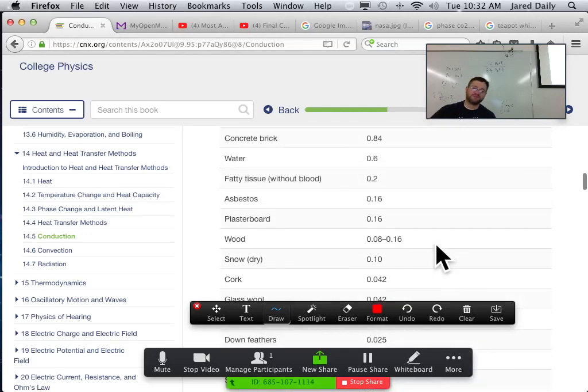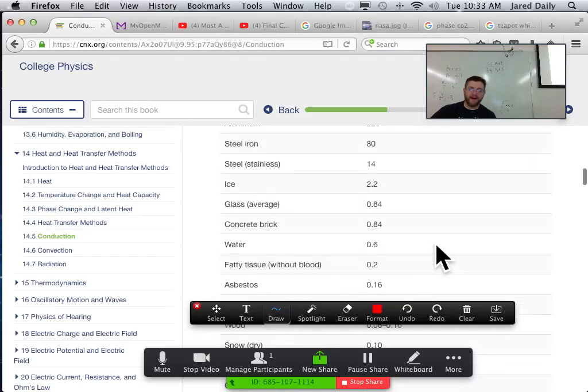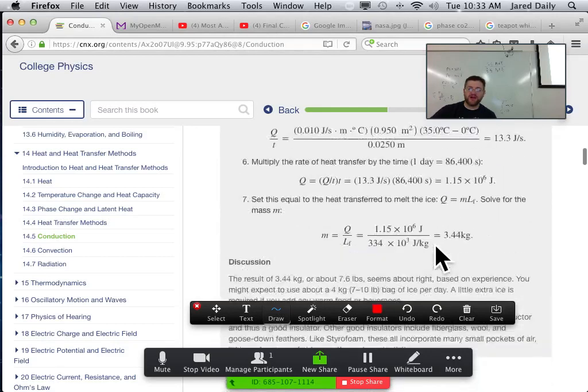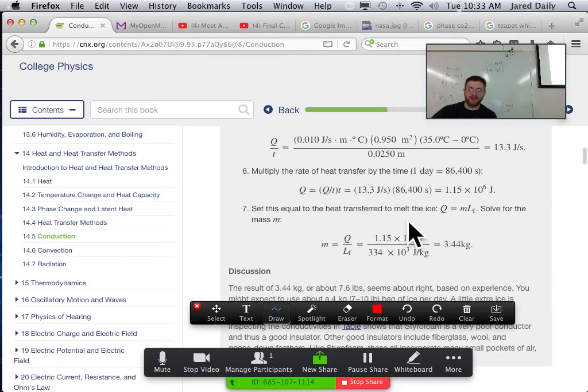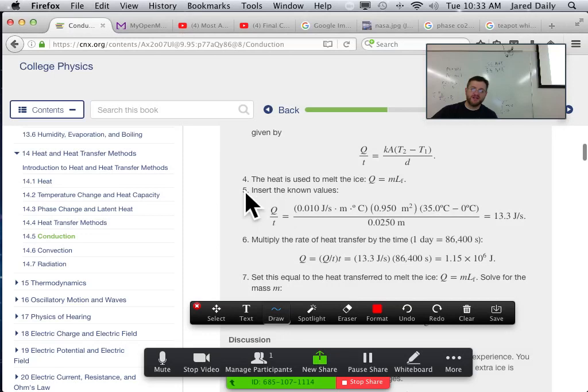Anyway. So anyway, you've got all the numbers and you just plug them in here. In this case, they want to know how much heat is going to travel per time. You plug in all those numbers they give you, and get 13.3 joules per second. And then they want to know how much heat is going to go through in a day, so you multiply that Q over T by the number of seconds in a day, which is 86,400 seconds, and you get this much heat lost every day.